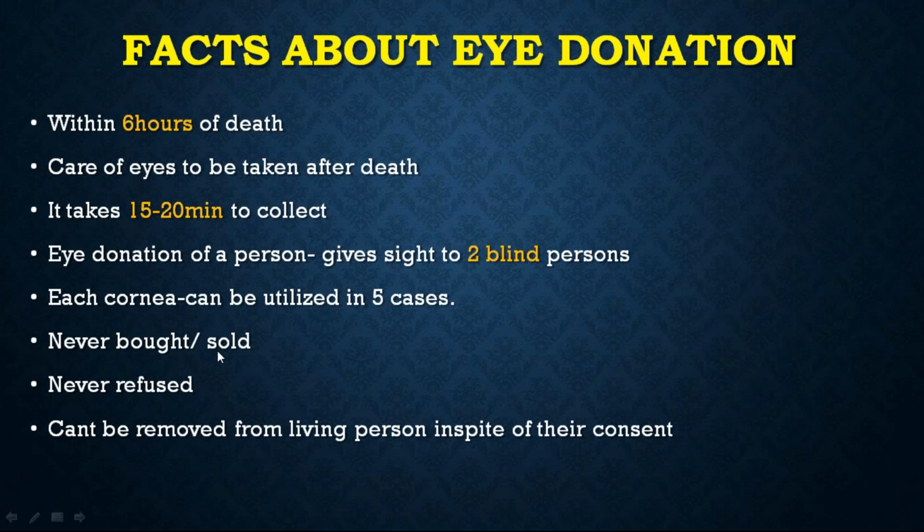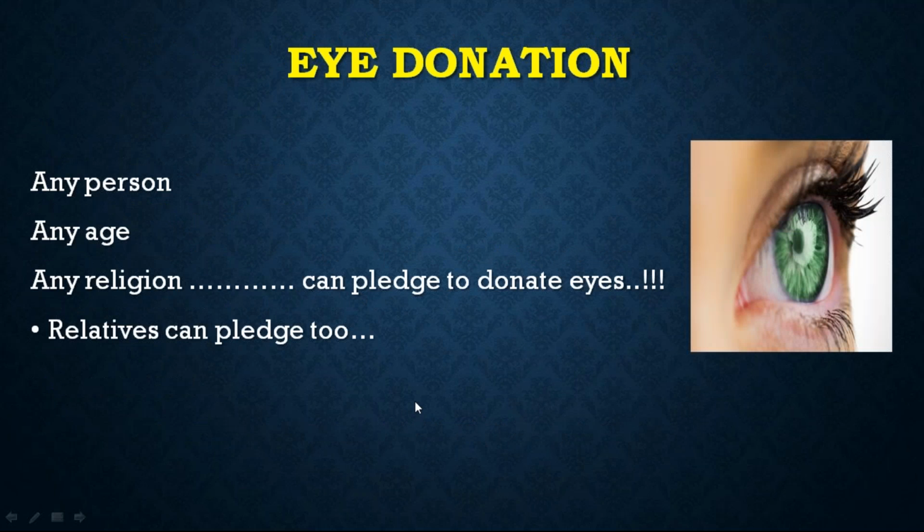And the eye corneas are never sold. They are never refused. If a person wants to donate a cornea after death, it is never refused. And it should not be taken from a living person. Even if the person gives consent, the cornea should not be taken from a living person. Eye donation: any person can donate an eye at any age, any religion can pledge to donate the eyes.